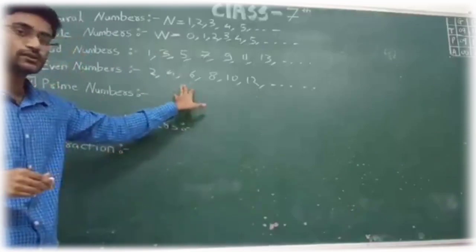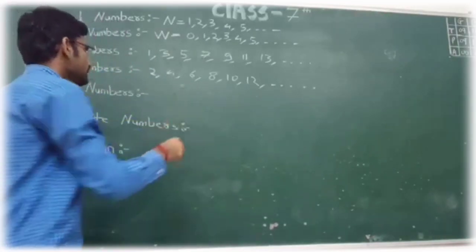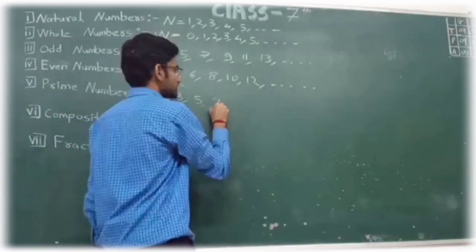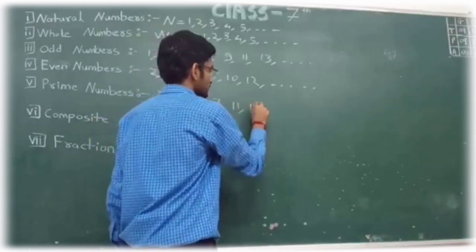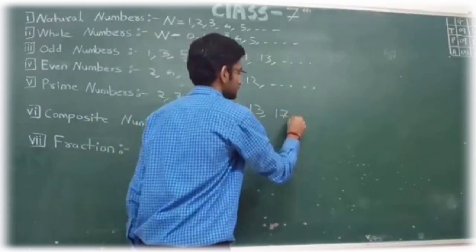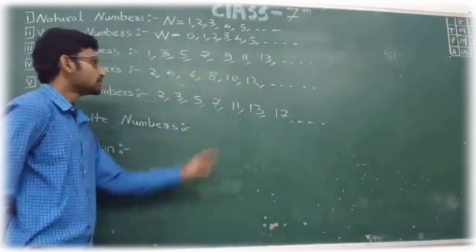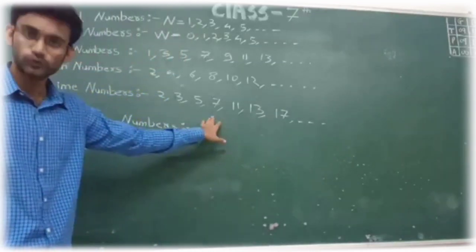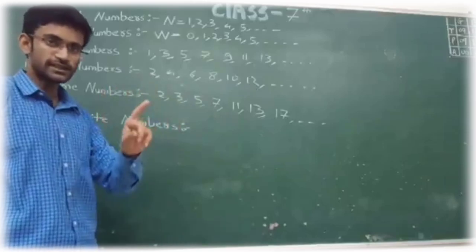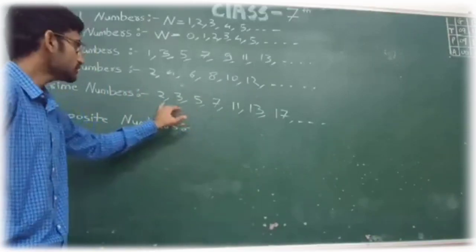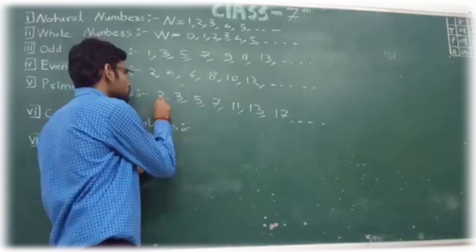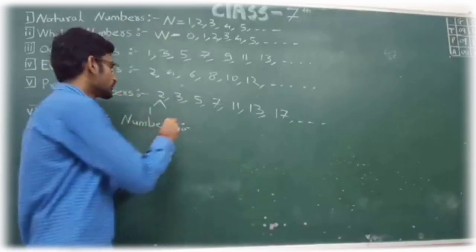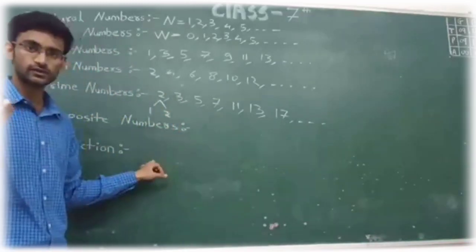The fifth number we already know is prime number. Prime numbers start from 2, 3, 5, 7, 11, 13, 17, also up to infinity. What does the definition of prime number say? The number which has only two factors: the first factor is 1 and the second factor is the number itself. We can explain it with an example. The factors of 2: one factor is 1, because 1 into 2 is 2, and the second factor is 2, because 2 into 1 is also 2.